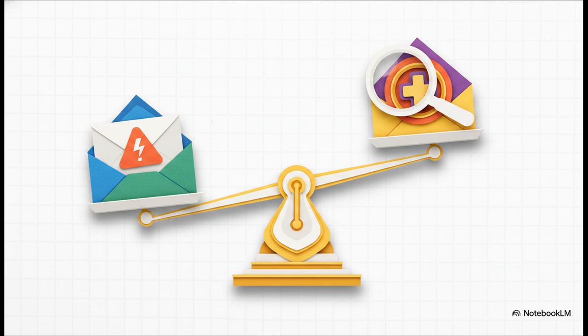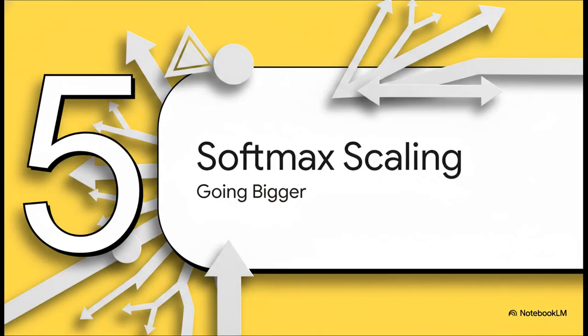Precision is your go-to when false alarms are terrible. Think about a spam filter accidentally blocking a super important email from your boss. Recall, on the other hand, is absolutely crucial when missing something could be catastrophic, like failing to detect a real tumor in a cancer screening. And when you really need the best of both worlds, you look to the F1 score, which mathematically balances both metrics perfectly. Now for our final stretch, Section 5, Scaling Up with Softmax, Going Bigger.